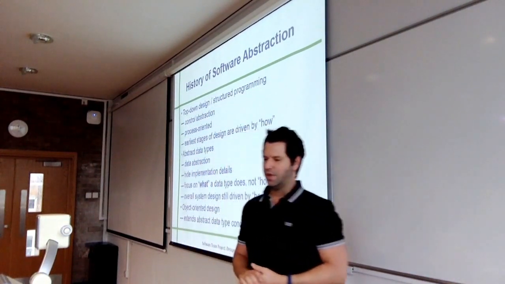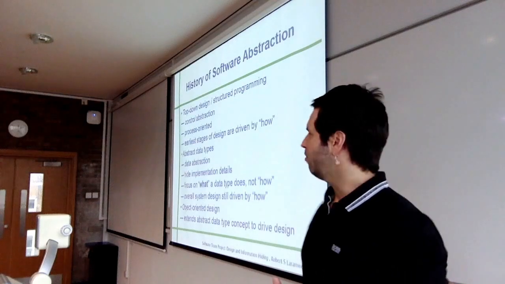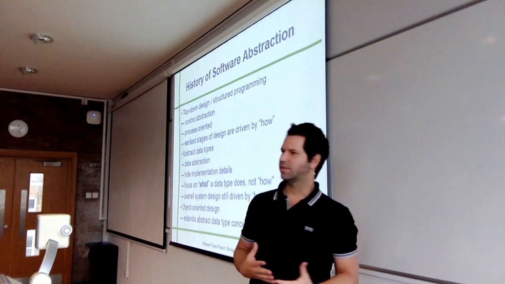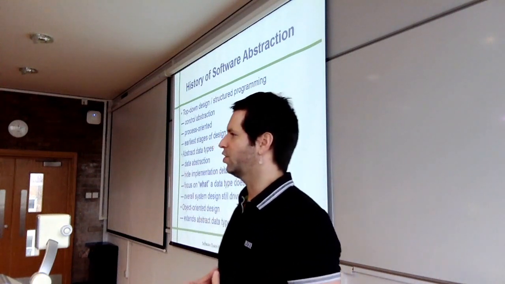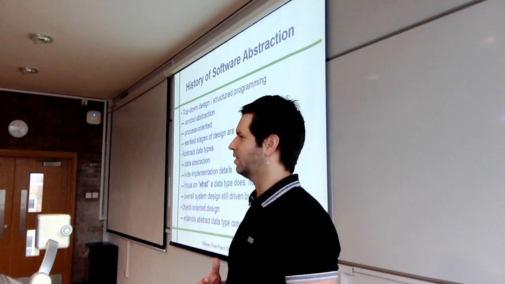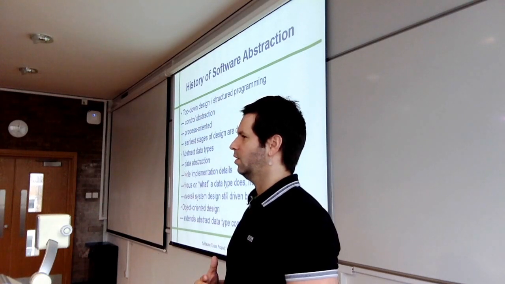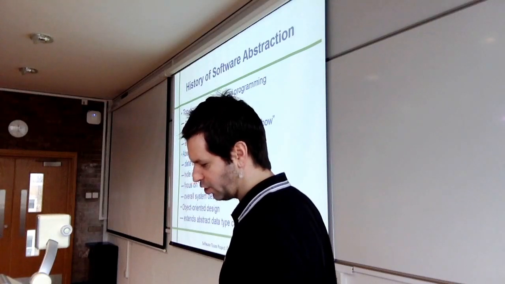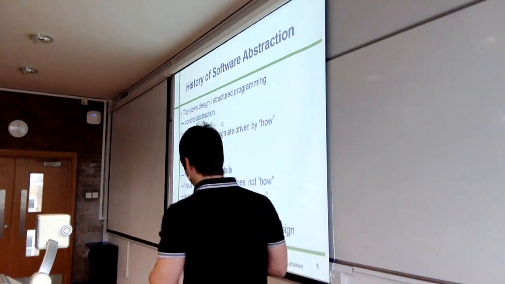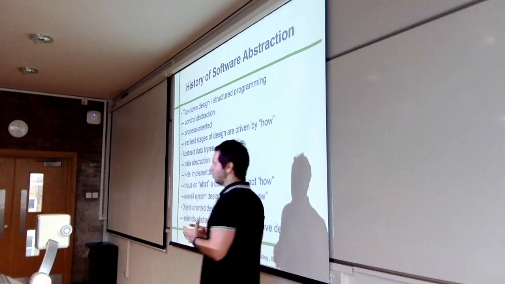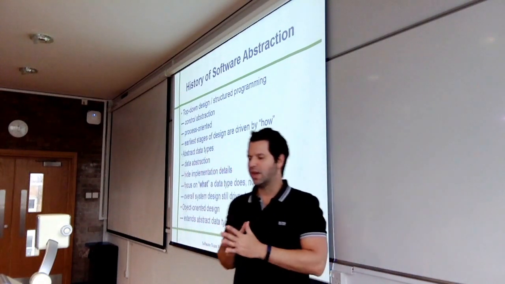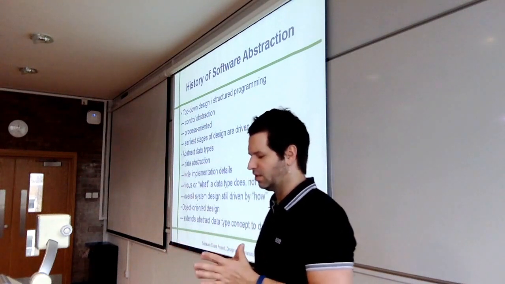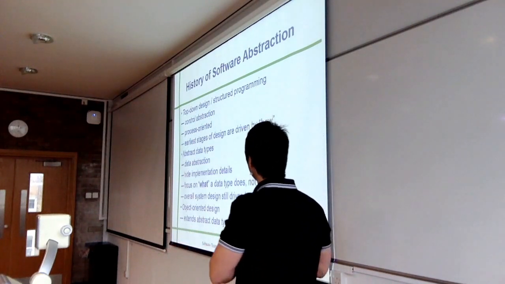A short note on the evolution of software abstraction. So when software engineering started as a discipline, the abstraction was focused around processes. So you can think of that as a control abstraction or a process-oriented abstraction. And this is the way we naturally tend to think as people.